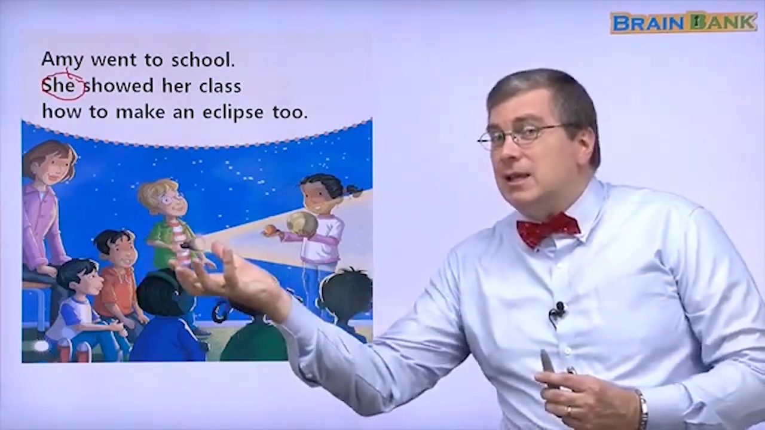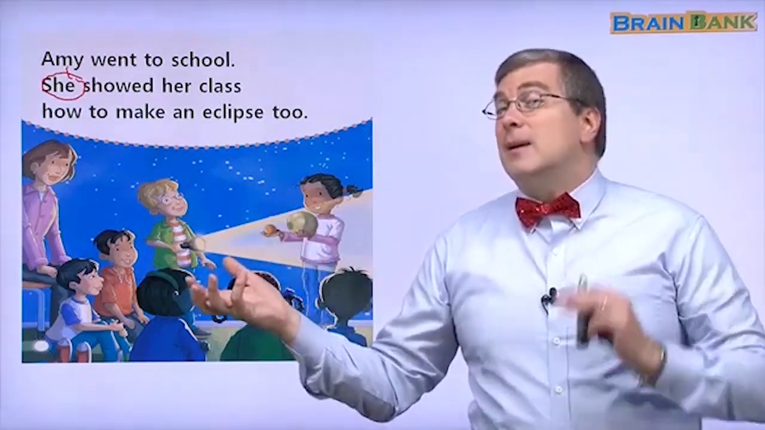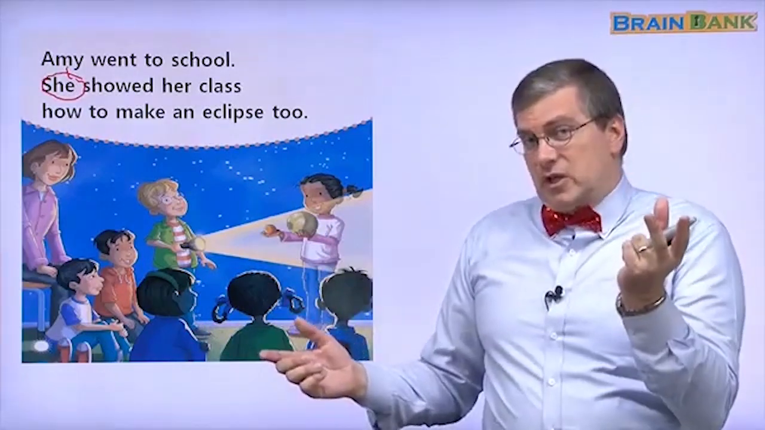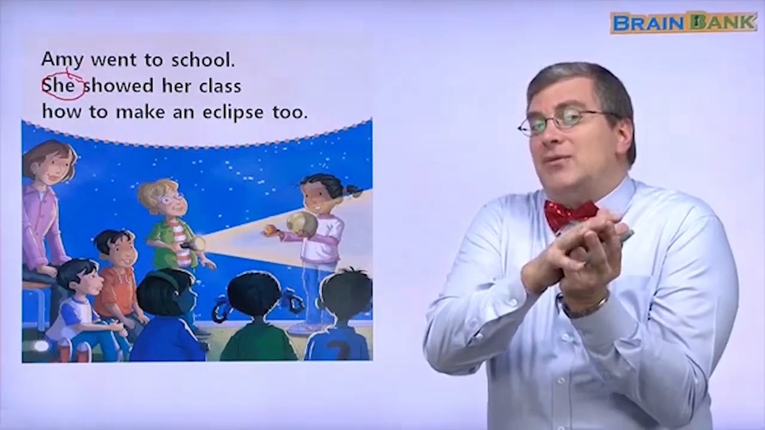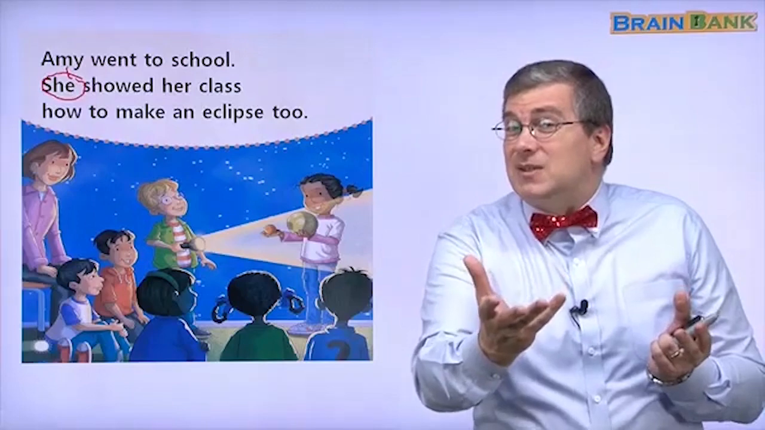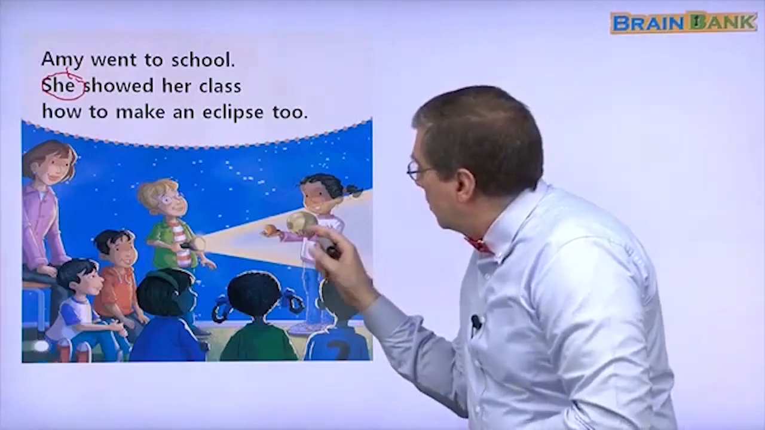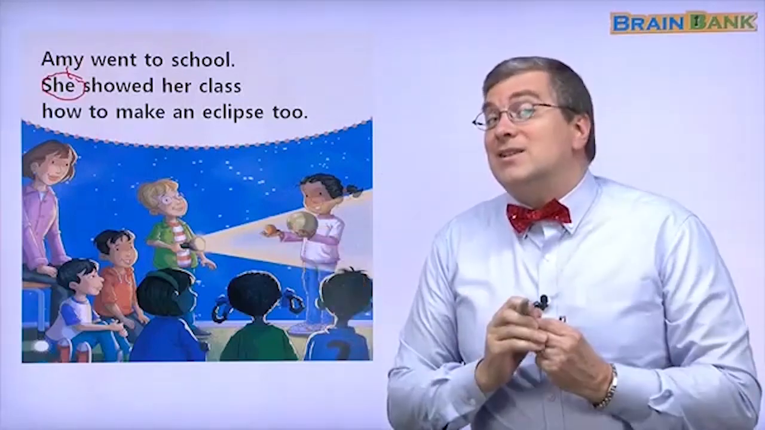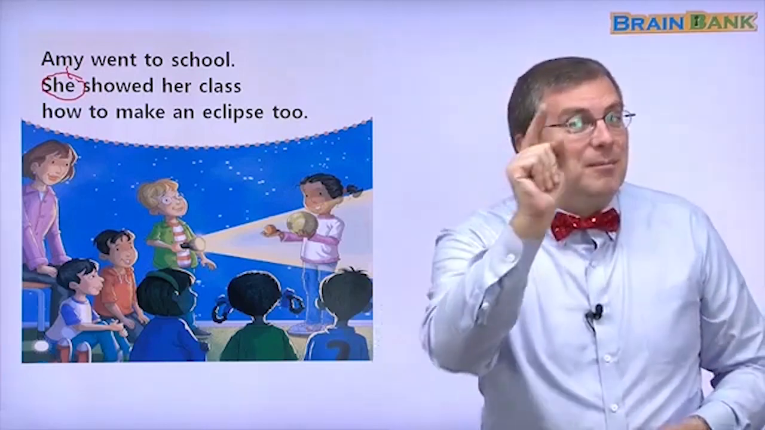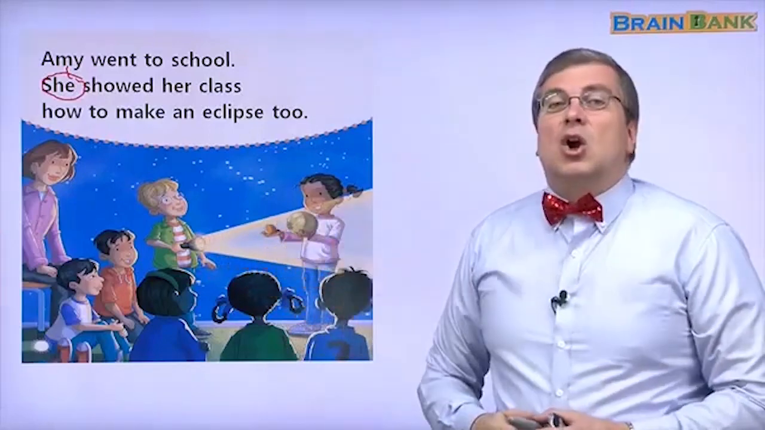What is Amy holding? In her right hand, she's holding an orange. What is the orange? The orange is the moon, 맞아요. In her left hand, 왼쪽 손, what is she holding in her left hand? It's the melon. What is the melon? The melon is the earth. 맞아요. The earth. And here we can see the shadow. What is the shadow? The shadow is 일식. 맞아요. 일식. Because it's blocking the light on the earth.